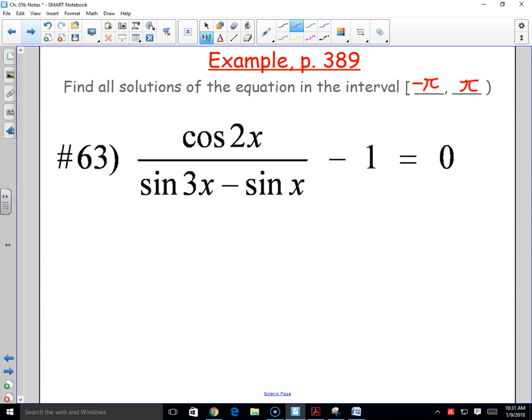So when we get to something like this, and it says find all solutions... Well, how do I get anything alone? Any ideas?